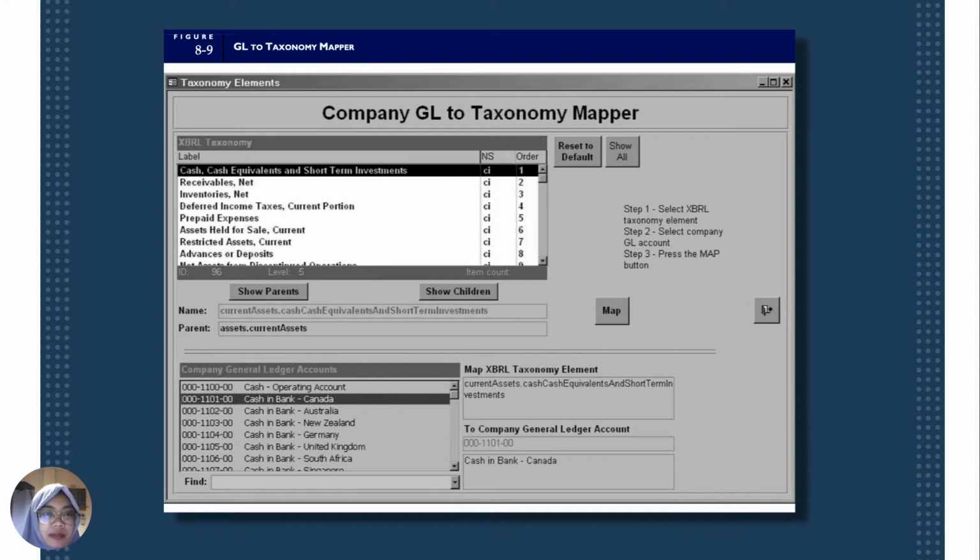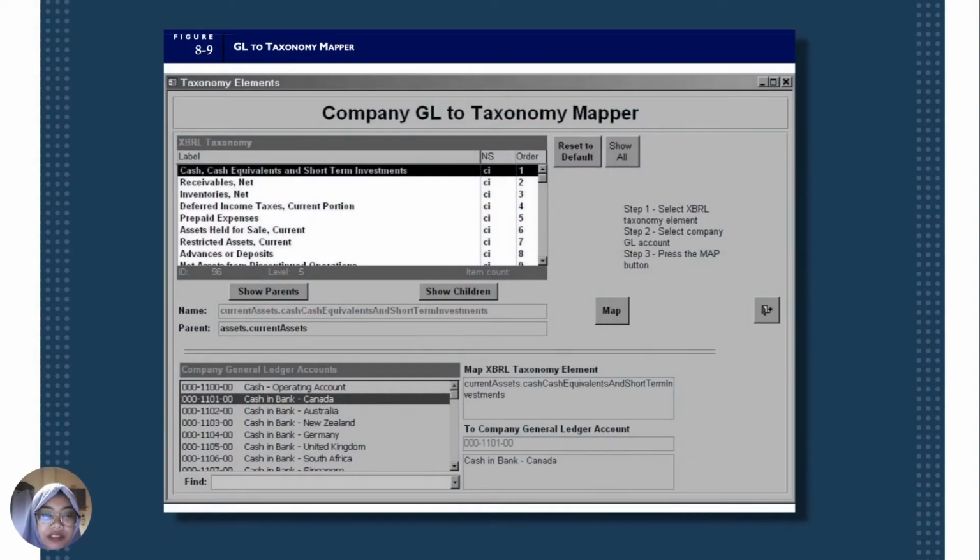So next, company general ledger to taxonomy mapper. The mapping process is accomplished using a simple tool such as a taxonomy mapper. Pictured in this illustration, note how the XBRL tag labeled cash and cash equivalents and short-term investments is mapped to the database account labeled Cash in Bank, Canada.